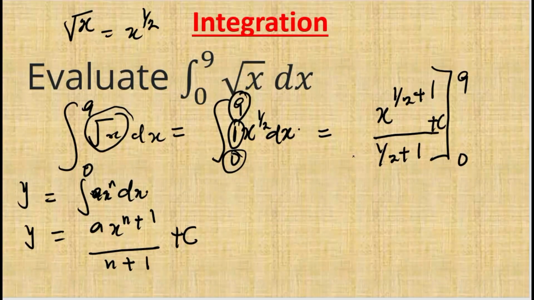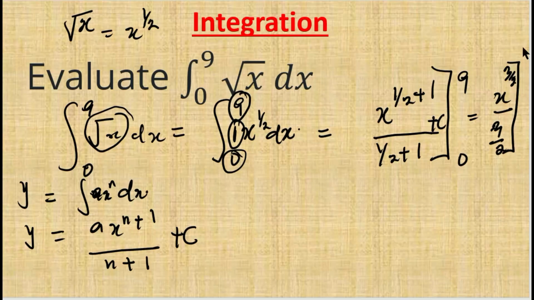Now, bounding between 9 and 0 means we're going to be replacing x here with 9 and 0. So this is the same thing as, let me omit the c now, x raised to power 3 over 2, half plus 1, that's 1.5, which is 3 over 2, over 3 over 2. Now it's ranging between 9 and 0. So I can rewrite this as x, now look at, I'm dividing by 3 over 2. So that's the same thing as saying 2 over 3 times x raised to power 3 over 2. x is moving between 9 and 0.